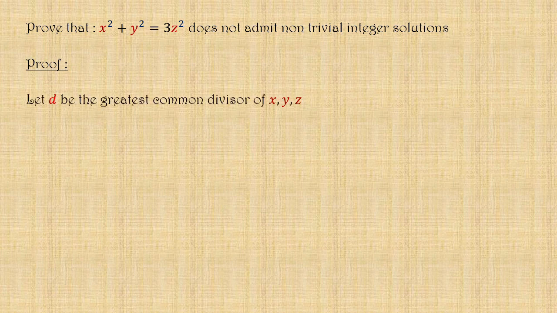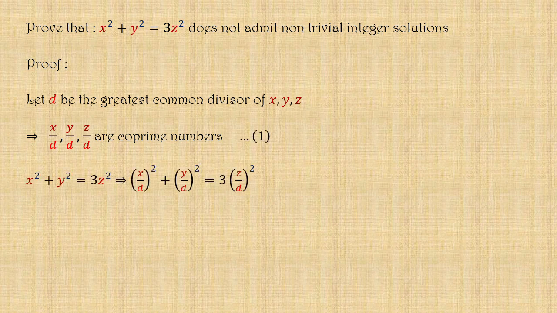If we note d as the greatest common divisor of the variables x, y, and z, then the ratios x/d, y/d, and z/d would be coprime numbers. We will mark this as assertion 1. So the equation x² + y² = 3z² implies that (x/d)² + (y/d)² = 3(z/d)².